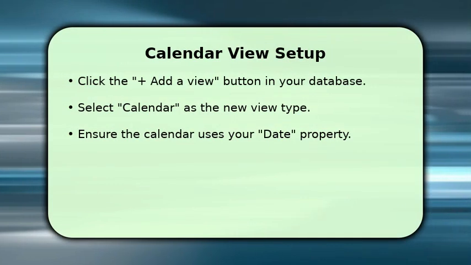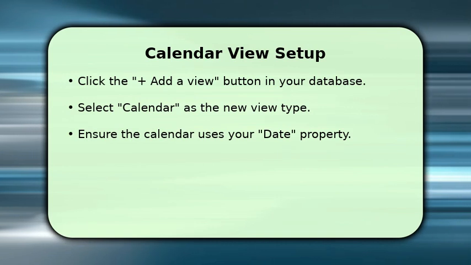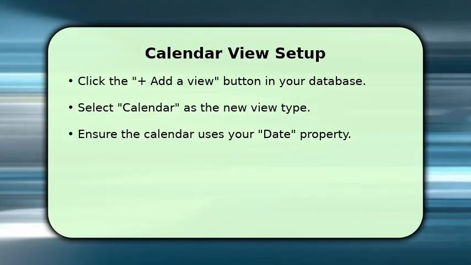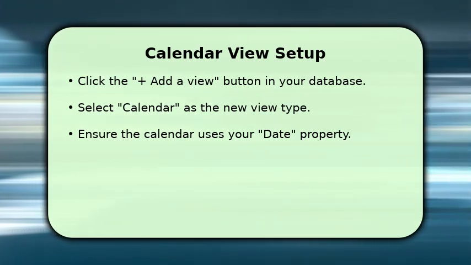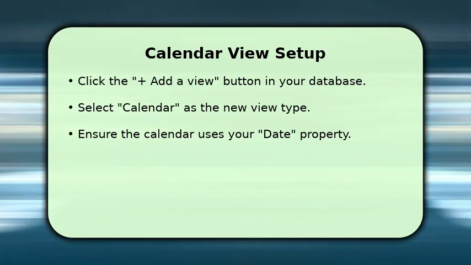Now, let's transform your table into a visual calendar. Locate the plus Add a View button at the top of your database and click it. From the options, choose Calendar as your new view type. It's crucial to ensure this calendar view is linked to your date property so all your events appear correctly. You can also customize what information is visible on each calendar entry, making your schedule clear at a glance.